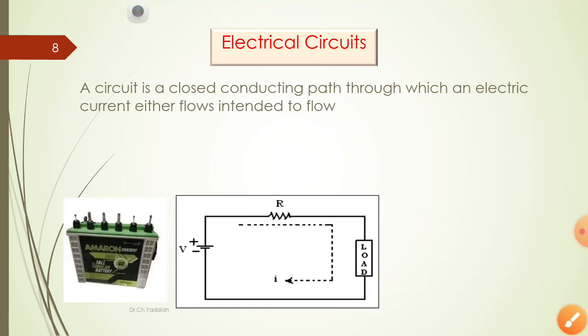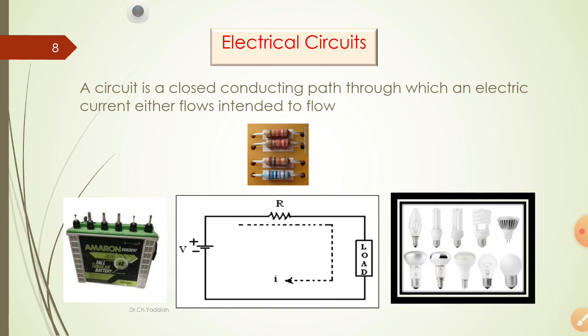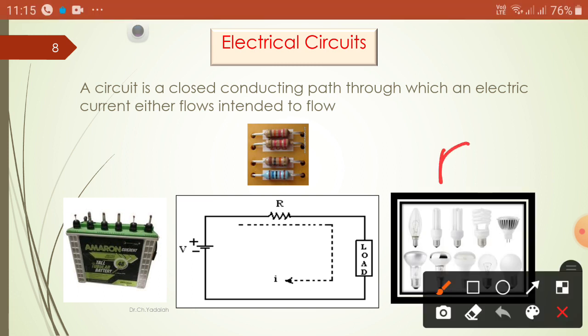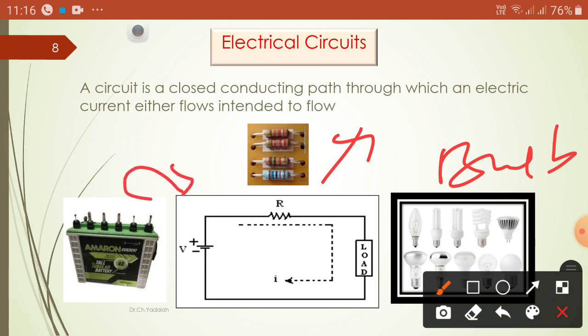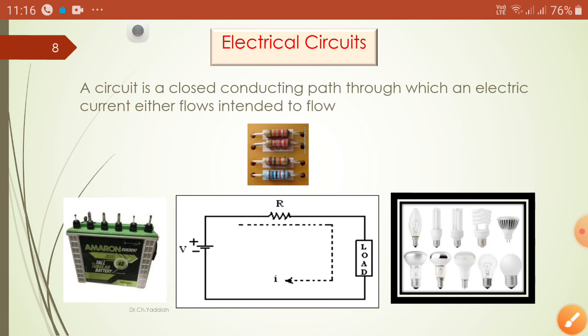Now this is the source. What is the source? A DC source or an AC source. And this is the resistor, the controlling device. And you can see this is the load, that means the bulb load. Here you can see the bulb load, a high resistance bulb load. This is for the resistor's controlling purpose, this is for the supplying purpose. It is known as the electric circuit. An electric circuit consists of sources and loads and at the same time controlling devices also. So we can say a circuit is a closed conducting path through which an electric current either flows or is intended to flow.